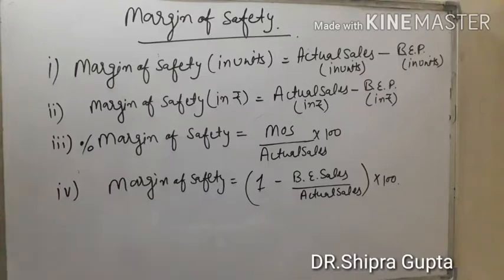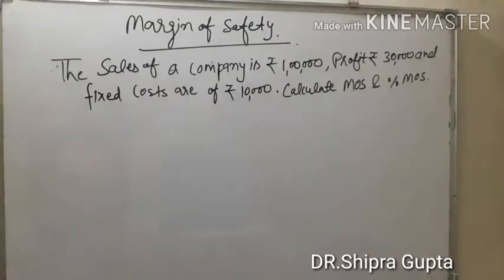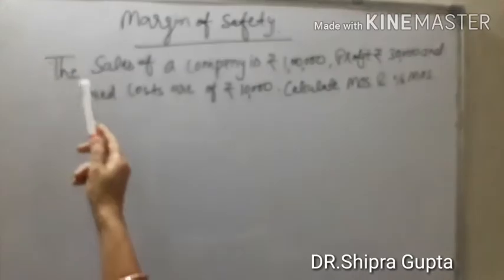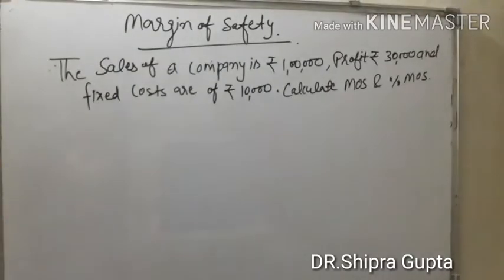Now for proper understanding of margin of safety, we will apply it by the help of questions. Here is a question. By the help of this question, we can easily understand how margin of safety is calculated. The question is, the sales of a company is rupees 1 lakh, profit rupees 30,000 and fixed cost rupees 10,000. Calculate margin of safety and percentage margin of safety.